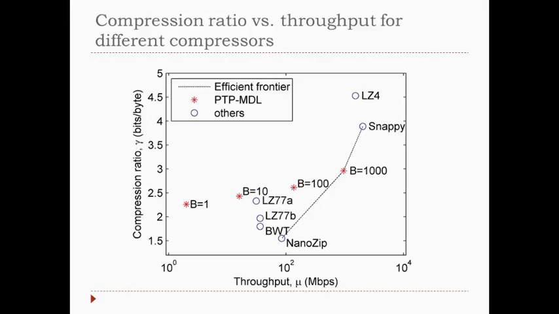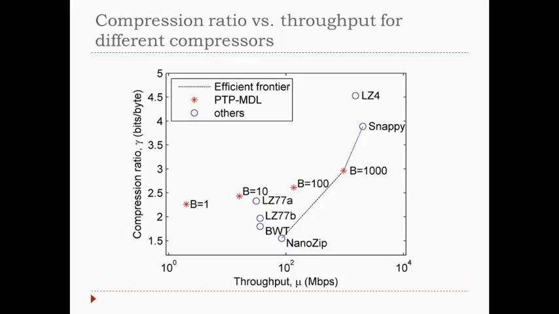Next, we'll look at some numerical results. The first numerical result will show us on the horizontal axis the throughput in megabits per second of several different compression schemes, and the vertical axis will be the compression ratio in bits per byte. So really, we want to move toward the right and we want to move down.